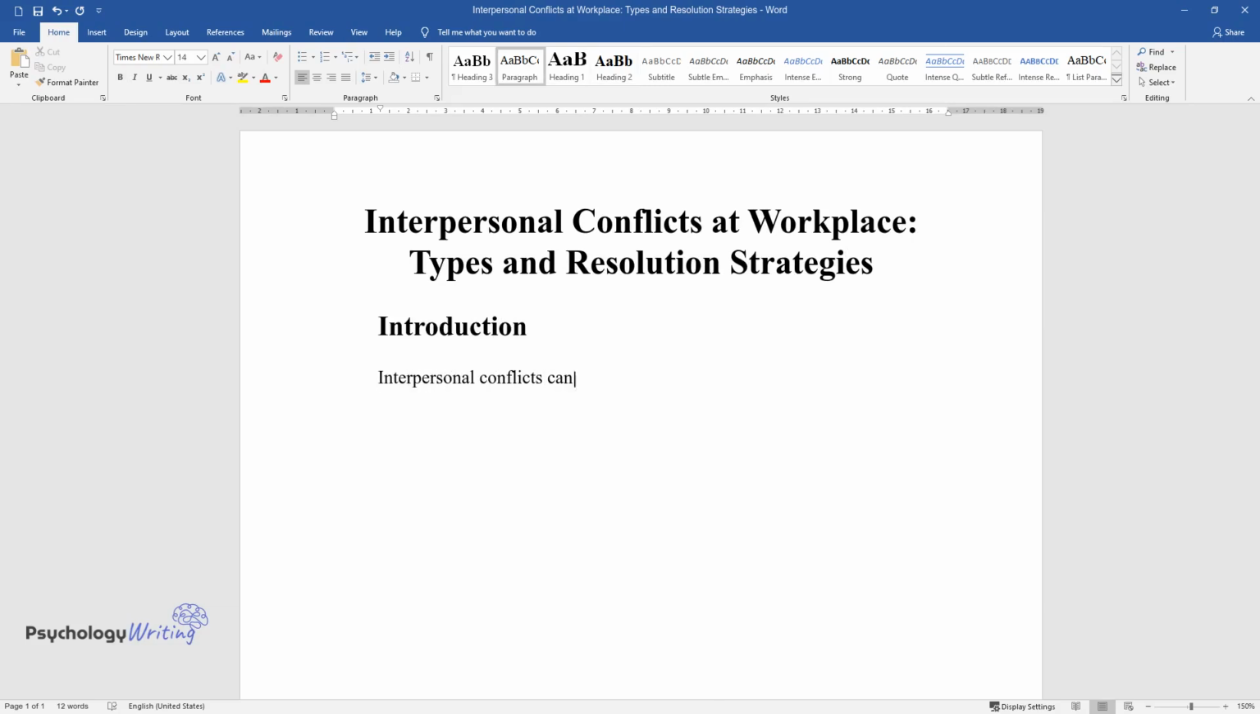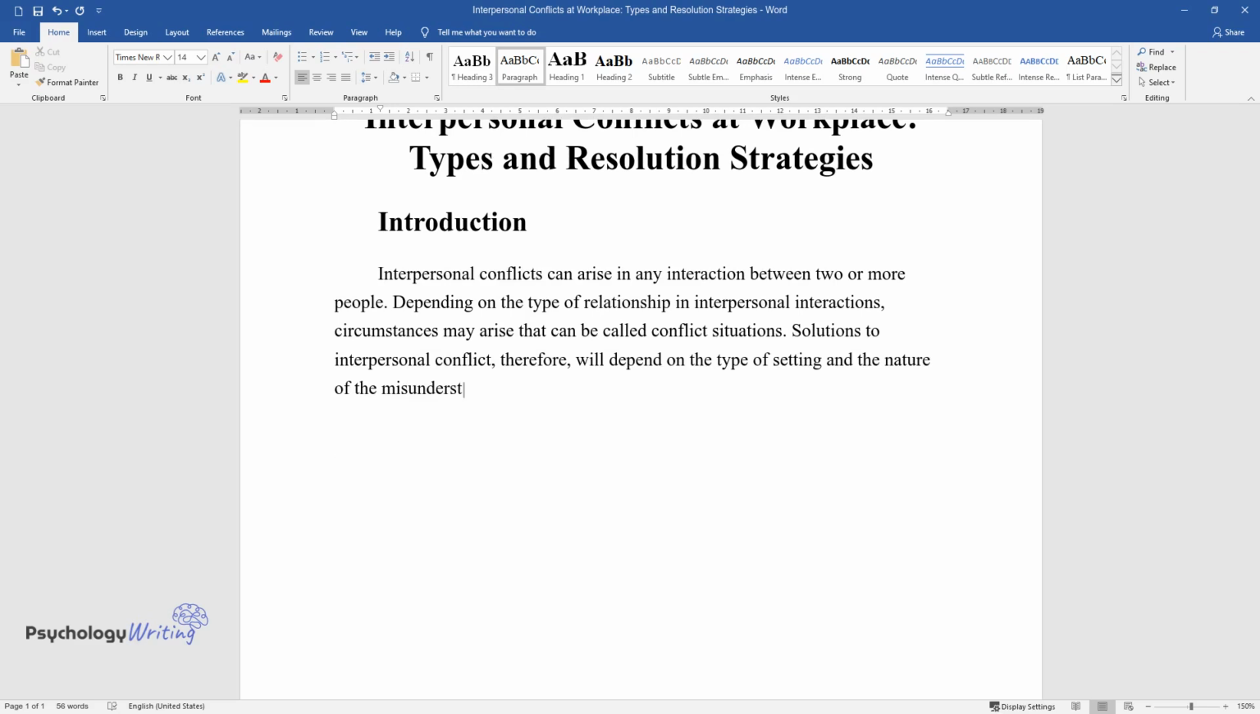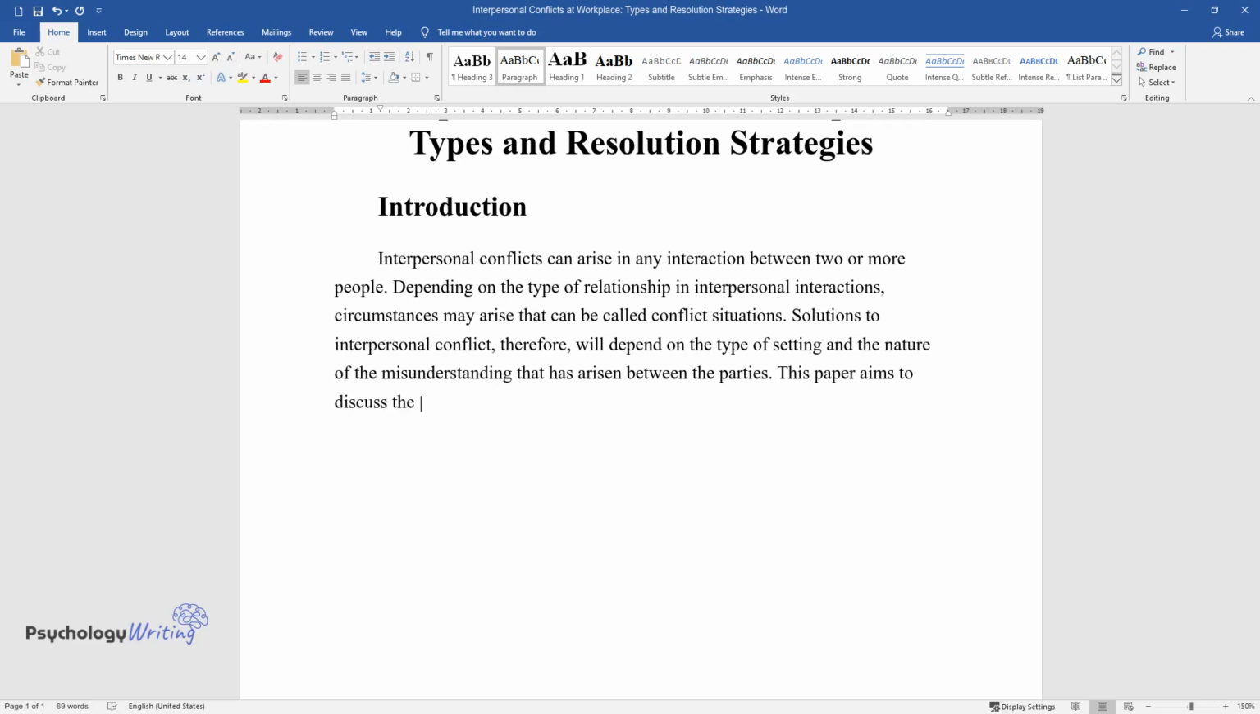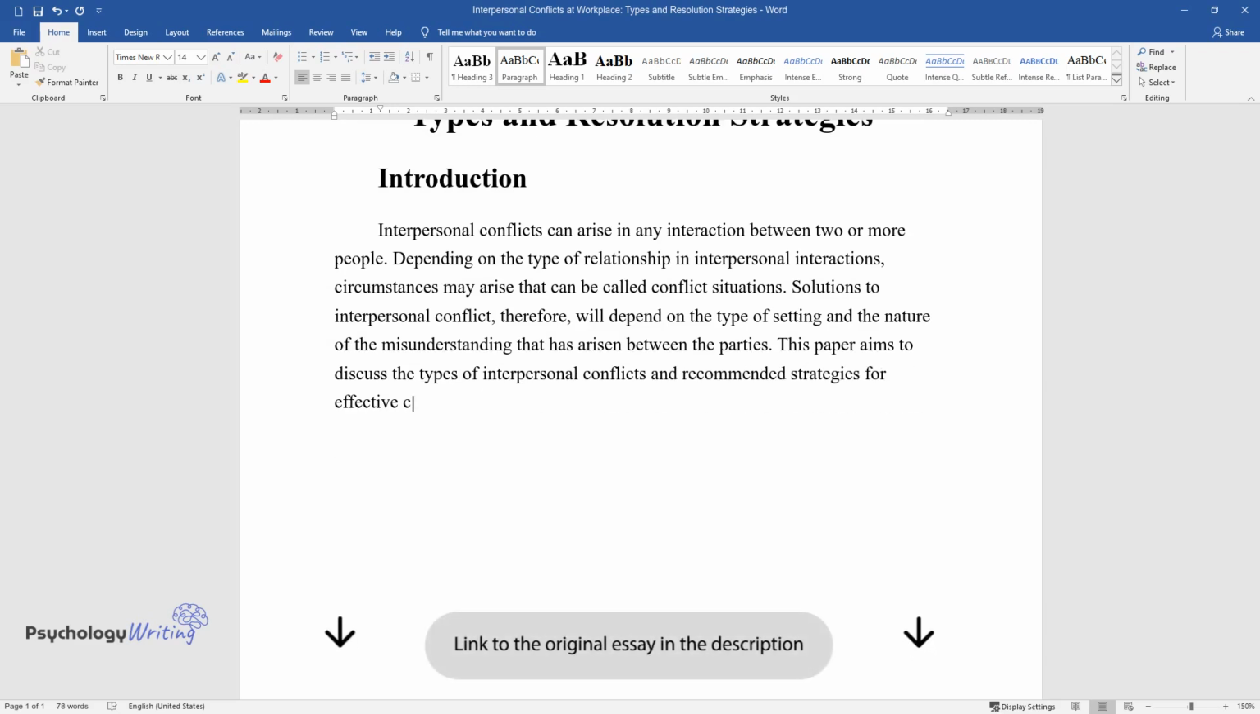Interpersonal conflicts can arise in any interaction between two or more people. Depending on the type of relationship in interpersonal interactions, circumstances may arise that can be called conflict situations. Solutions to interpersonal conflict, therefore, will depend on the type of setting and the nature of the misunderstanding that has arisen between the parties. This paper aims to discuss the types of interpersonal conflicts and recommended strategies for effective conflict resolution.